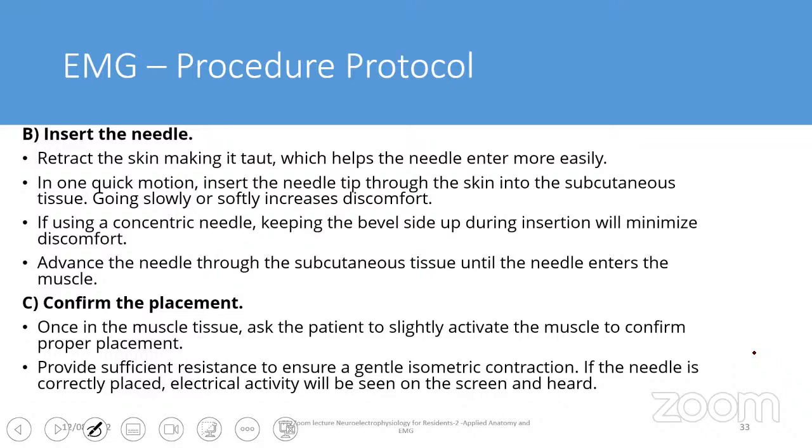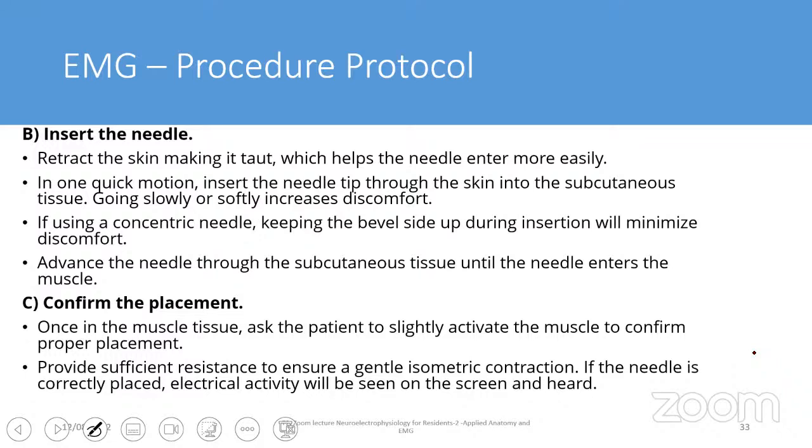And if using a concentric needle, keeping the bevel up during insertion will minimize the discomfort. Advance the needle through the subcutaneous tissue until the needle enters the muscle. Once in the muscle tissue, ask the patient to slightly activate the muscle to confirm the proper placement, because MUAPs will be visible on the screen. Provide sufficient resistance to ensure a gentle isometric contraction.